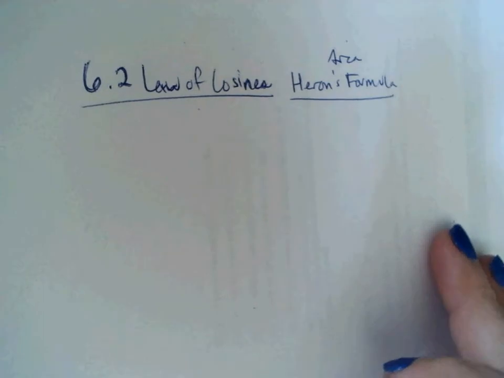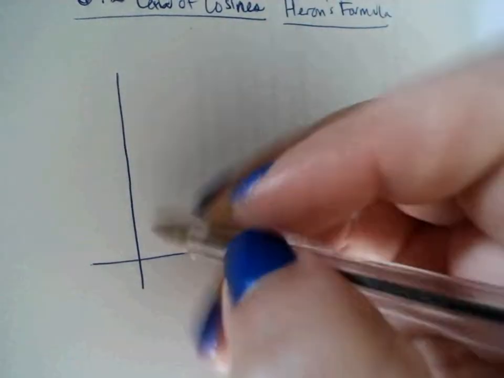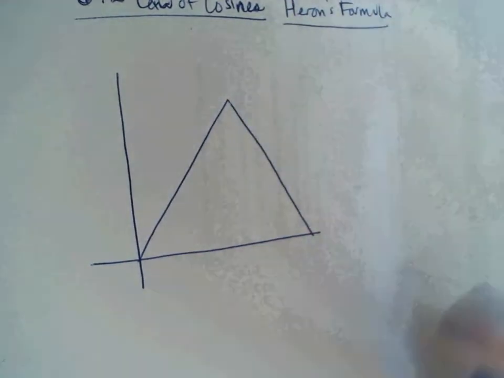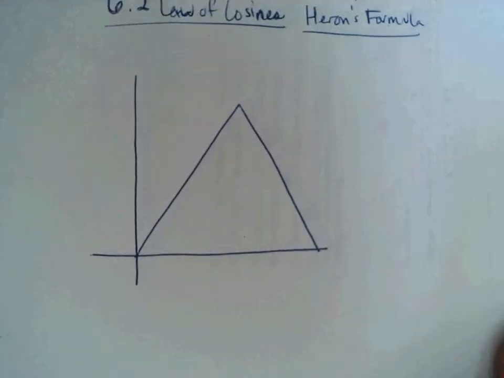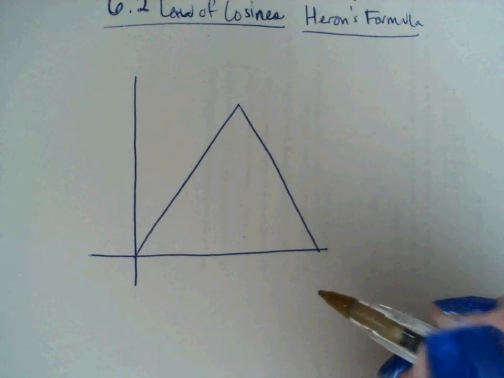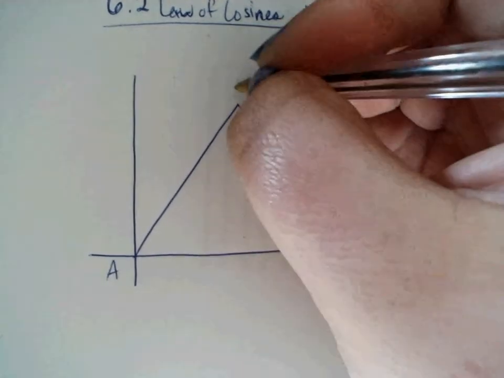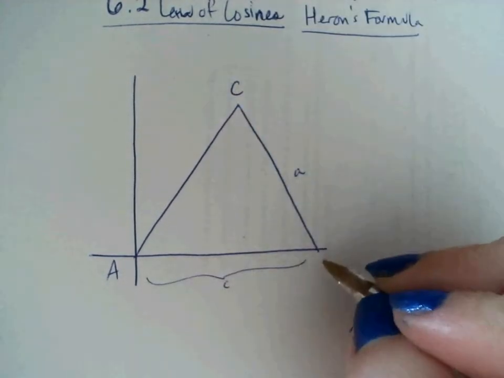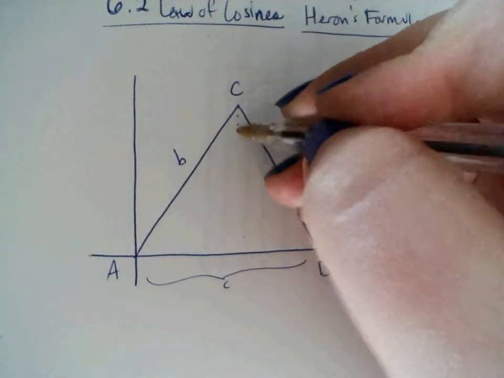We're going to develop it right quick, okay? Alright, so say we have a triangle in the xy coordinate plane. And it's not a right triangle, so we're at an angle. Let's go ahead and label angle A, side A, angle C, side C, and then angle B and side B.